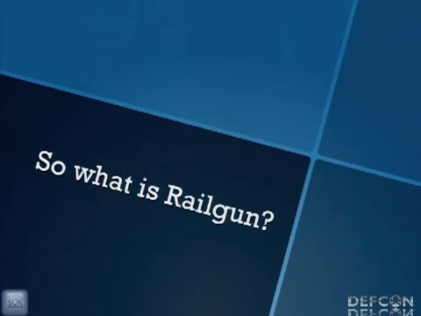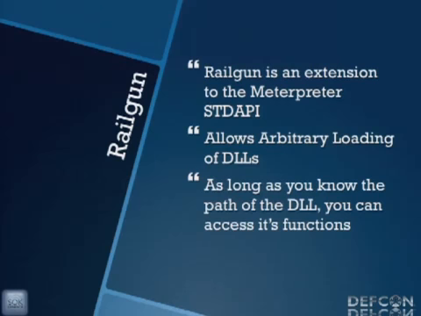So, jumping right into Railgun. Railgun is one of the extensions for Meterpreter. Basically, it's a part of the standard API that allows for arbitrary loading of DLLs on the system. As long as you know the path of the DLL that you're trying to load, you can just pass that information into Railgun. It will map the DLL into memory, and then you can actually get function pointers out of that module. So it's doing runtime dynamic linking, and we're doing it on the fly.